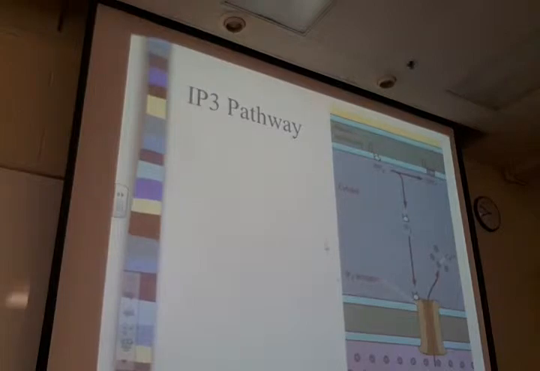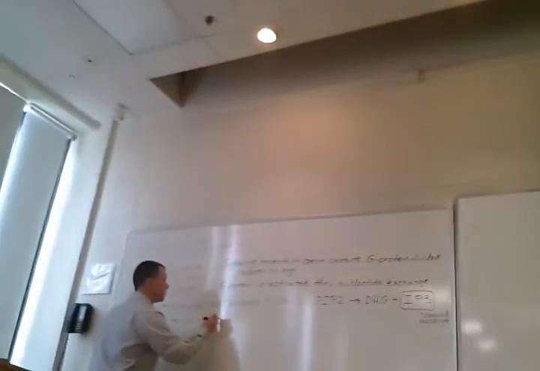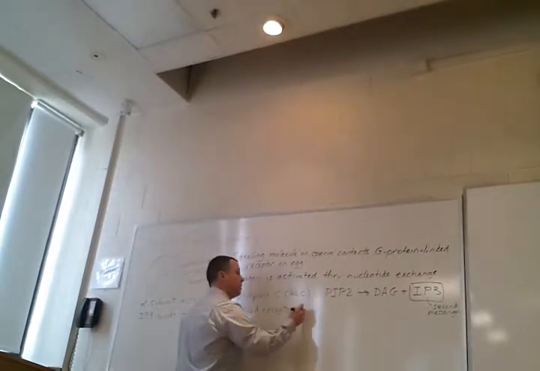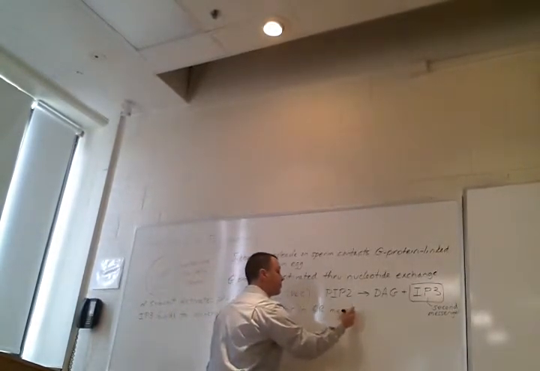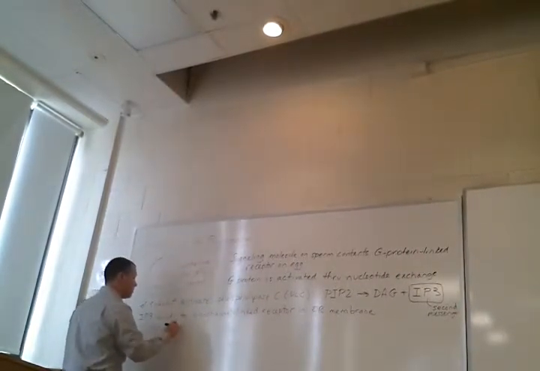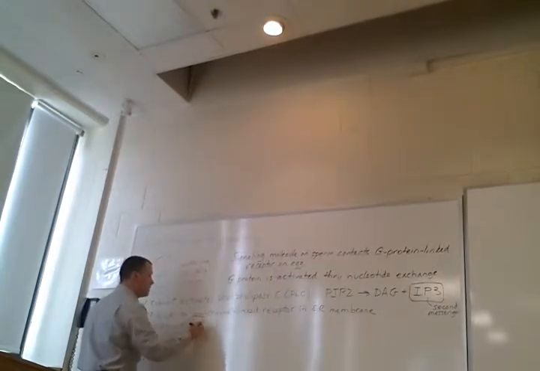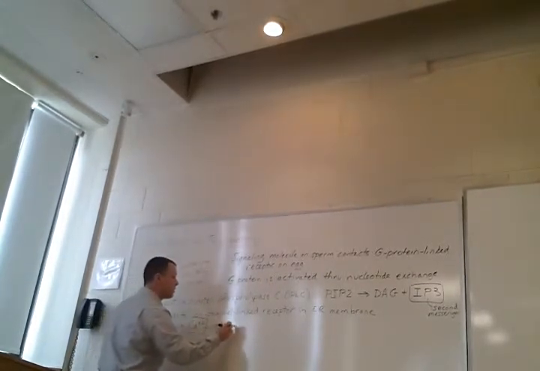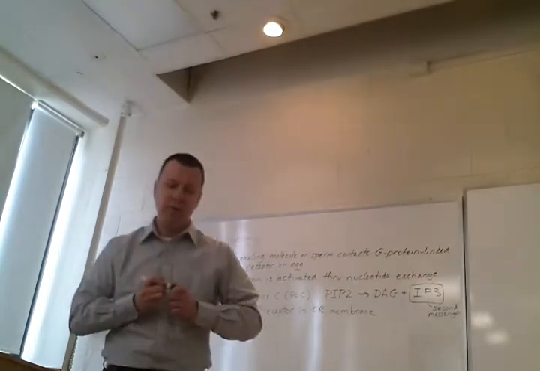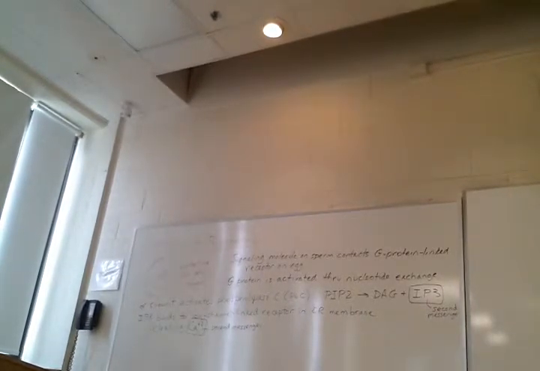So IP3 binds to the ion channel receptor in the ER membrane, releasing calcium. This is our other second messenger for this story. The first one was the IP3. IP3 opens up the channel, out comes calcium. And what does the calcium do?